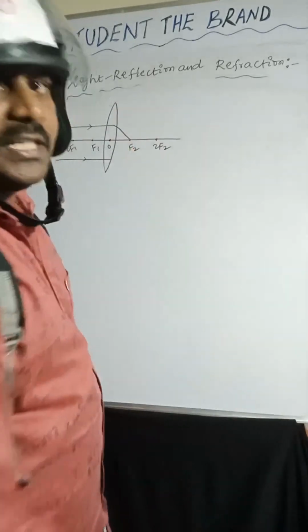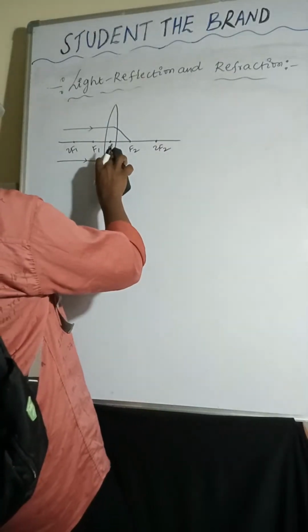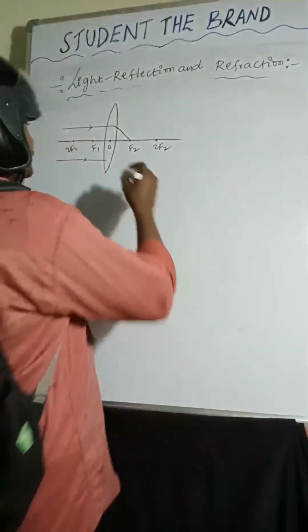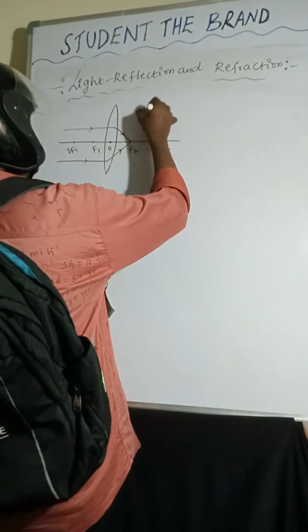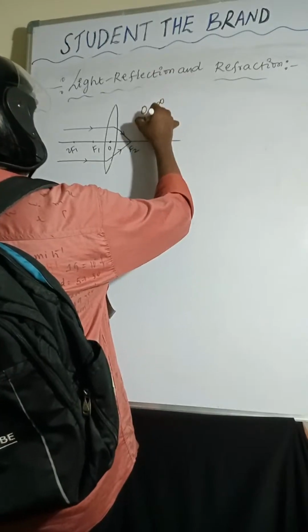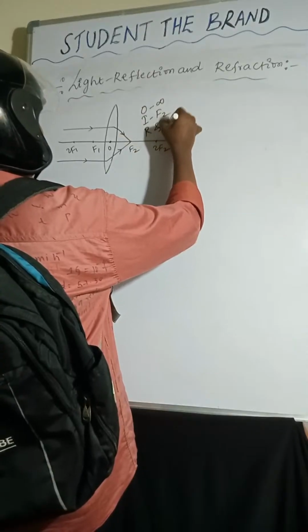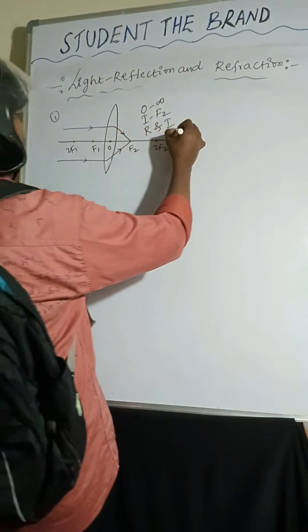So object is at infinity. Image will form at focus F2. Nature of the image is real and inverted. Size of the image is highly diminished. Coming to the first one.